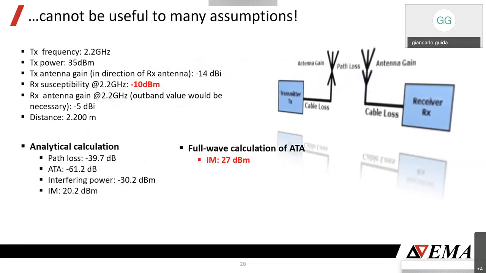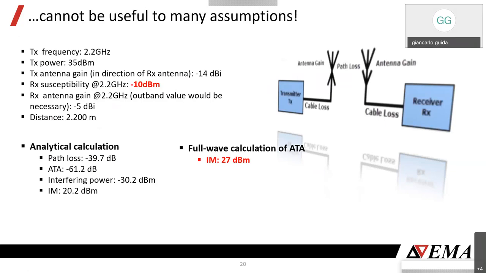Just to make an example, let's suppose that we have two antennas with this value as working frequency for the transmitter, 35 dBm as the power, the antenna gain taken from the data sheet of the transmitting antenna in the direction of the receiver was minus 40 dBi, susceptibility of the receiver minus 10 dBm because it was out of band, the antenna gain at 2.2 gigahertz minus 5 dBi, and the distance 2.2 meters. This was two antennas mounted aboard a satellite. Well, doing the calculation, we arrived at an interference margin of 20.2 dBm.